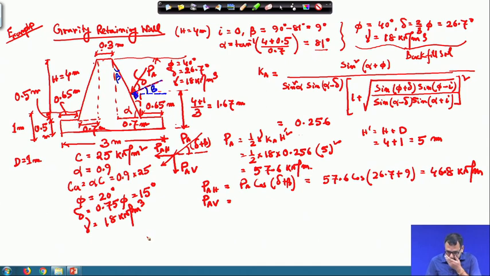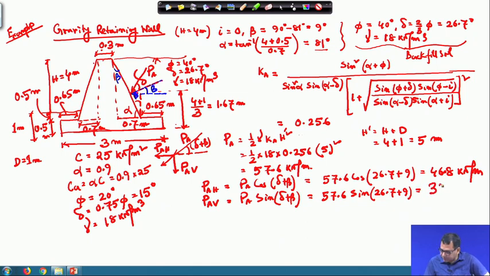Now, similarly, P A V is P A into sin delta plus beta. So, this is 57.6 into sine 26.7 plus 9. So, this is 33.61 kilonewton per meter.